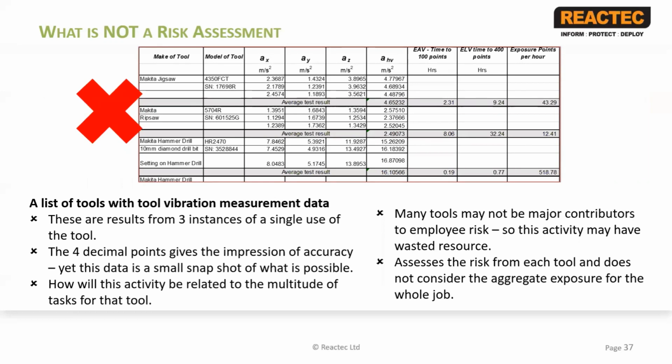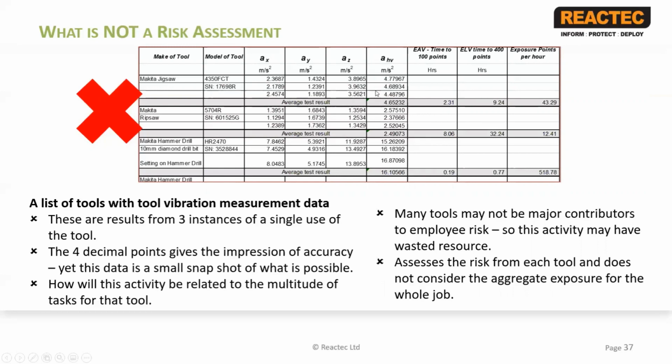I'm going to look at next what the HSE would consider to not be a risk assessment, which many companies may actually currently do in the manner shown here. What we're looking at here is results from measurements of tool tests. We're looking at 3 different tools where measurements have been taken. They have recorded the measurement on each of the 3 axes of the measurement and then the average of the 3 axes. Each measurement has been taken 3 times over 1 minute and then combined to give an average of the test result.